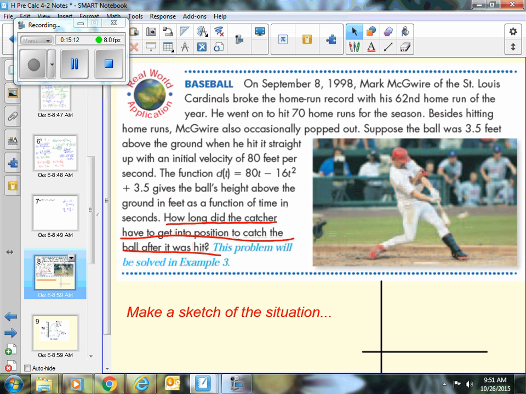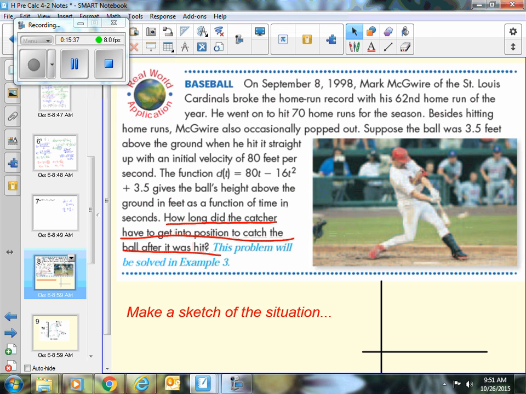Obviously, many people have since then. But this is an example for him where he hit the ball, did a pop fly, and it went up and then it came back down. Lots of home run hitters hit pop flies too. So the question is, and I underlined it in red for you, how long did the catcher have to get into position to catch the ball after it was hit? Another way of saying that is how long is the ball in the air? How long does it have before it hits the ground?